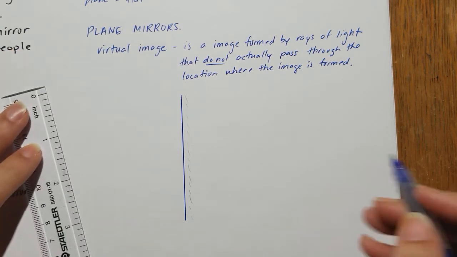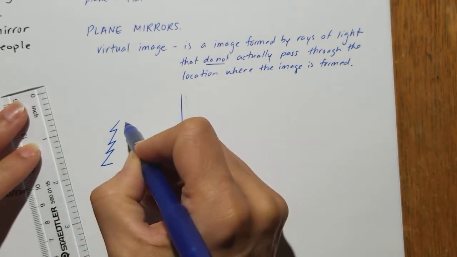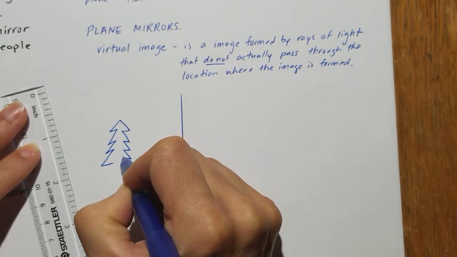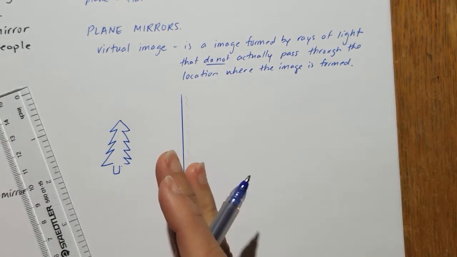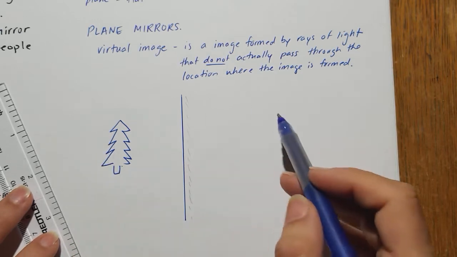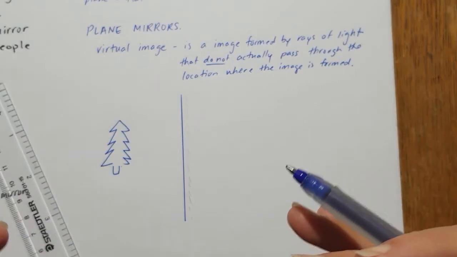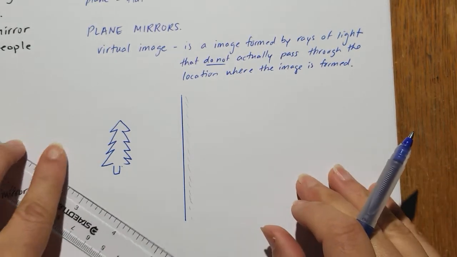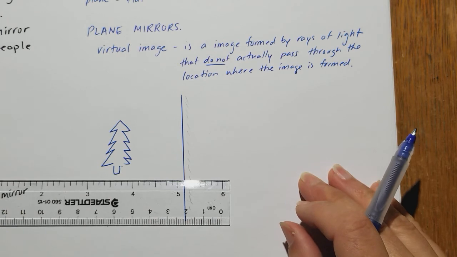We could draw a simple object. I like to draw a tree because it's easy-ish to draw. Essentially, when you look in the mirror, I want to show where this tree appears on the other side. Because when you look in a mirror, you can see yourself. There's an easy way and then there's the more complicated way.